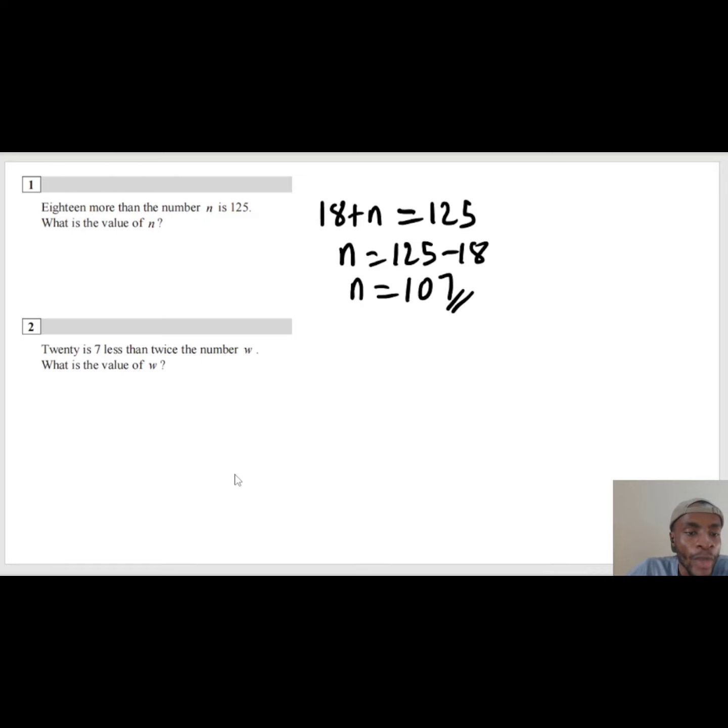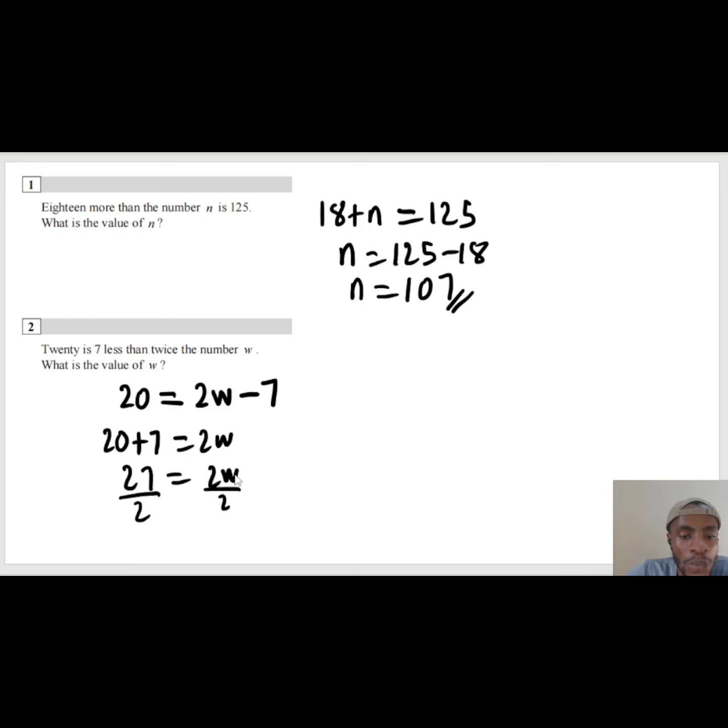The next one. 20 is 7 less than twice the number n. So first of all, write twice the number n. Then we remove 7. That's all. So 20, if I send -7 to this side, it becomes 27 equals 2n. Divide both sides by 2. This will cancel this. So my n is 27 over 2, and that's what? 13 1 over 2, or 13.5.